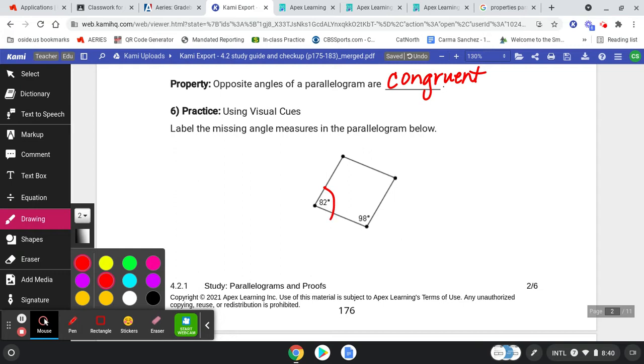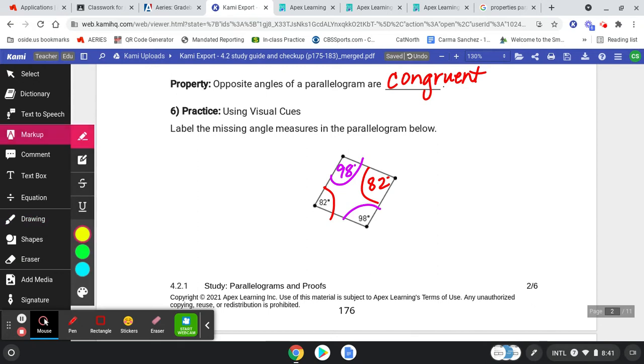If this angle is an 82, then what's this angle over here? Also an 82 degrees. And if this guy down here is a 98, then what is this guy over here? Also a 98. And that's it. Parallelograms have the property that opposite angles are congruent. Take a minute to write down that property up here and draw that little image. Again, pause the video if you need more time.